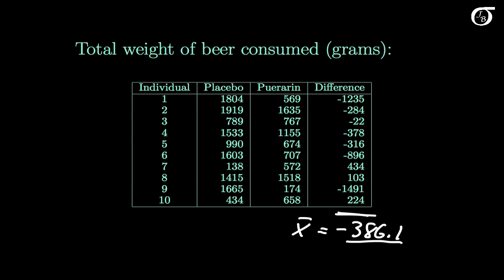We could also calculate the standard deviation of those differences, and we would find that s, our sample standard deviation of those differences, is 635.4 grams. In this experiment at least, when on puerarin, people drank less alcohol on average. But is this a significant difference? We're going to investigate that in a minute, but first let's look at a box plot of these differences.